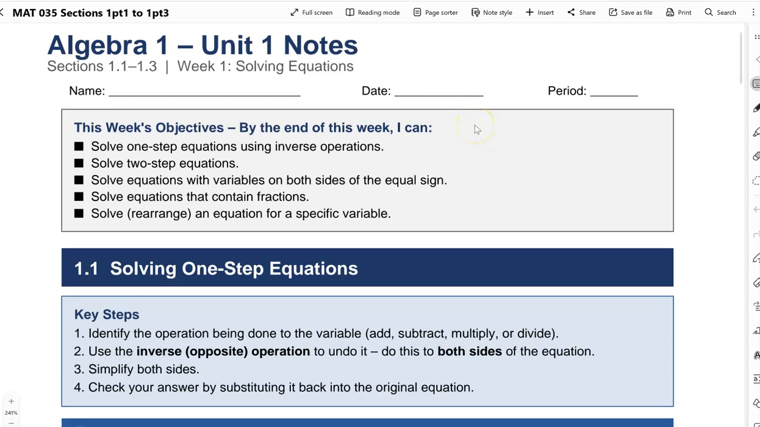Hello everyone, and welcome back to another math video. In this video, we are going to focus on how to solve one-step equations.